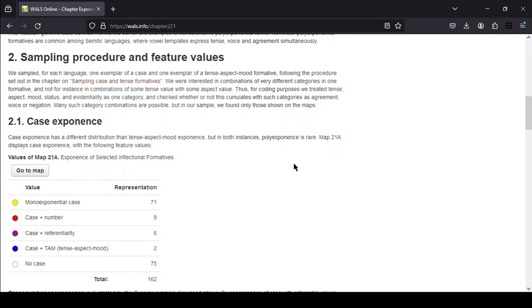Thus, for coding purposes, we treated tense, aspect, mood, status, and evidentiality as one category, and checked whether or not this cumulates with such categories as agreement, voice, or negation. I think this is a good way to go about it.